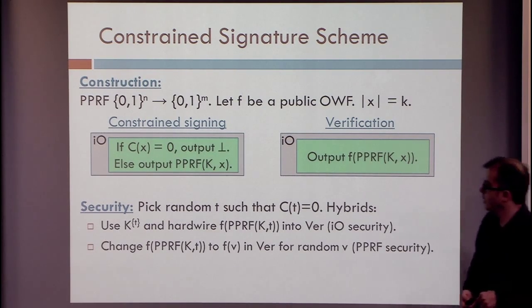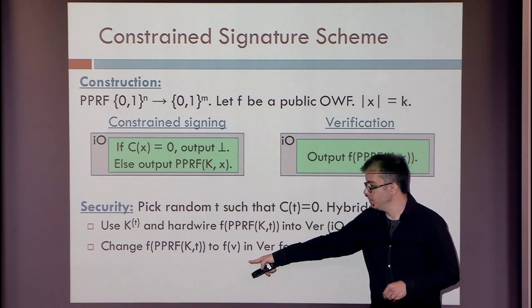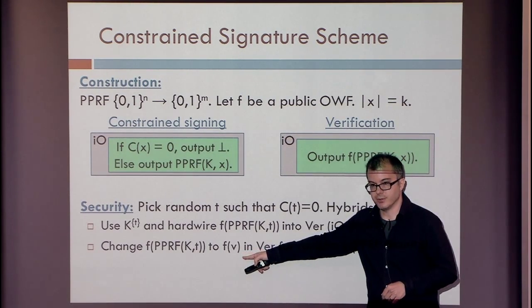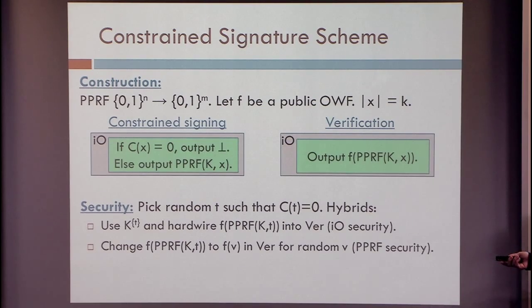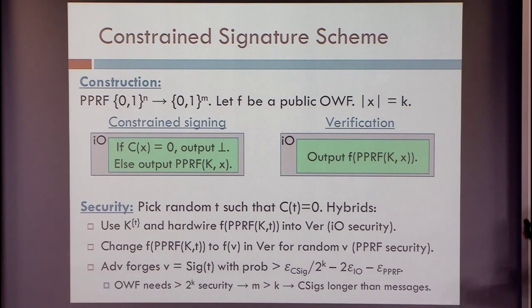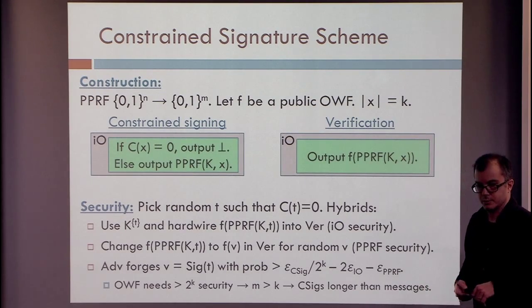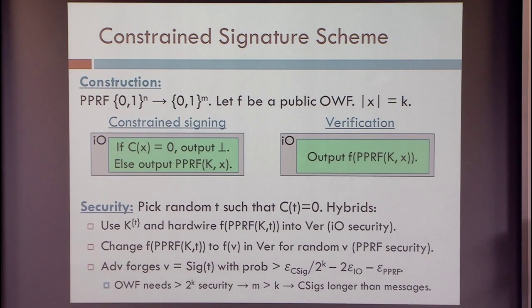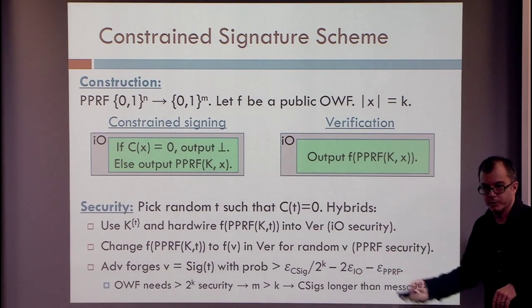Now at this point, if the adversary actually forges on T, he's found a preimage of this value, and he's inverted the one-way function, because that's just a random value now. So if you just go through all the epsilons, again, you can use complexity leveraging to show that the signature scheme is secure as long as the security of the PPRF, the I/O scheme, and the one-way function are enough.